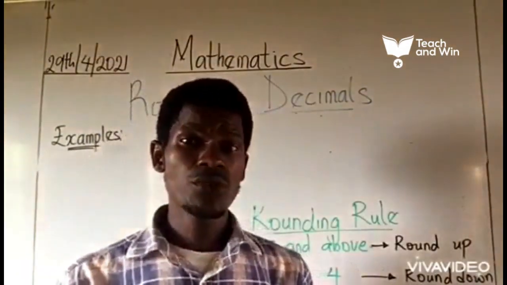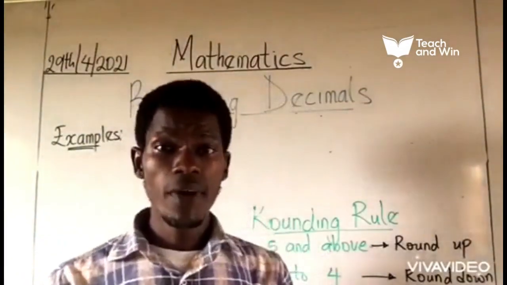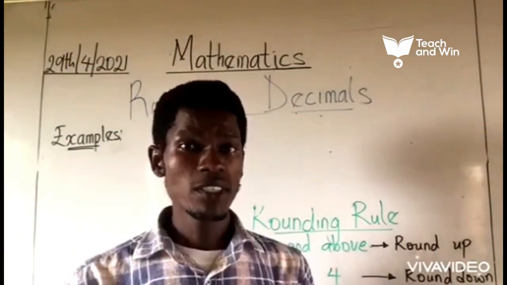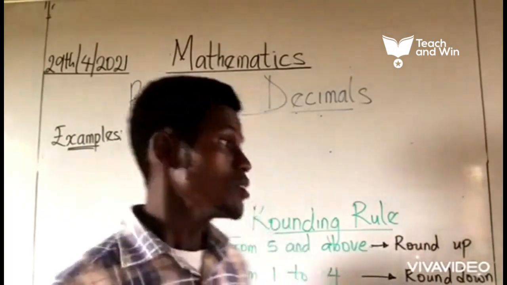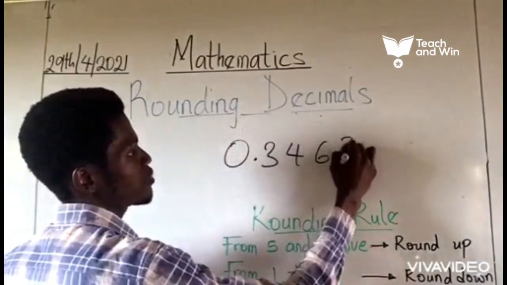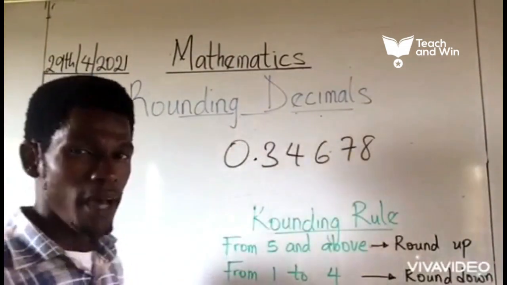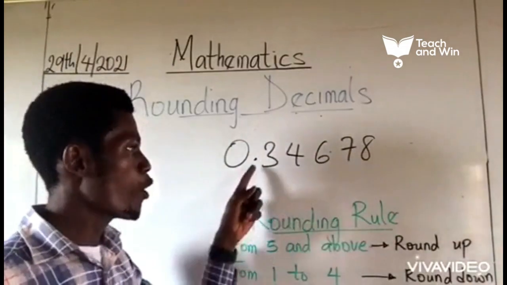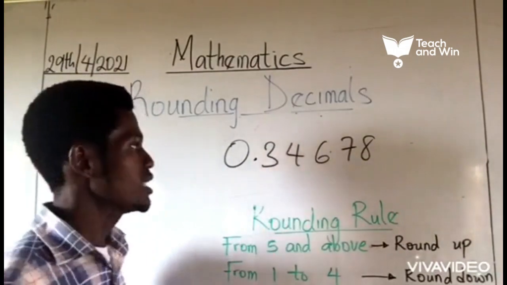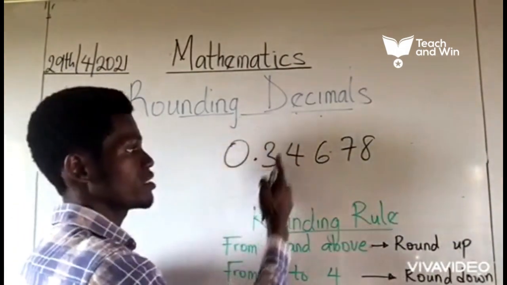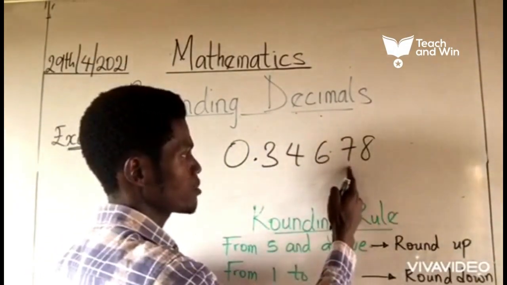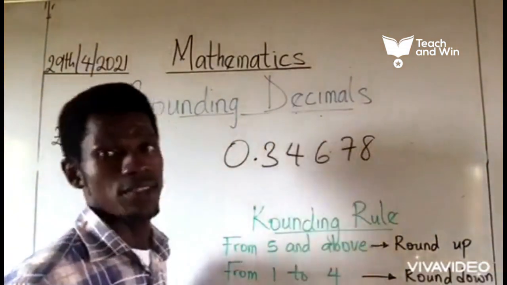Now the next thing you need to know is how to identify your first decimal place, your second decimal place, your third decimal place, and your fifth decimal place or more. Now let's look at the board. Let's say you're given 0.34678. The first number at the right side of the point is your what? Your first decimal place. This is your first decimal place, this is your second decimal place, this is your third decimal place, this is your fourth decimal place, and this is your fifth decimal place.